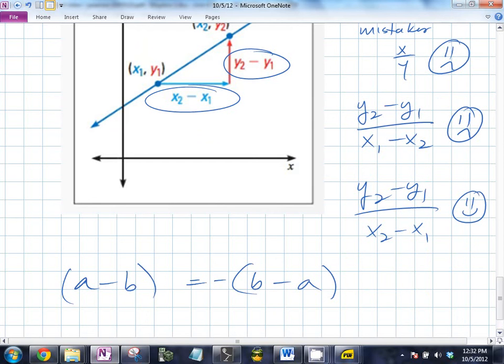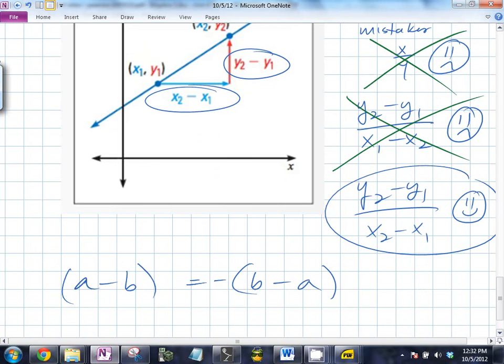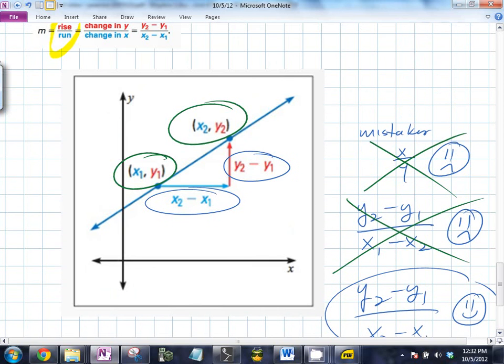No, don't do that. The other reason it doesn't matter is, does it tell you which one has to be x1 and which one has to be x2? Could you switch these if you wanted to? As long as you switch the other one, if you switch the y's as well. The point is that you have to have the same order of subtraction. That's the big point for doing this.